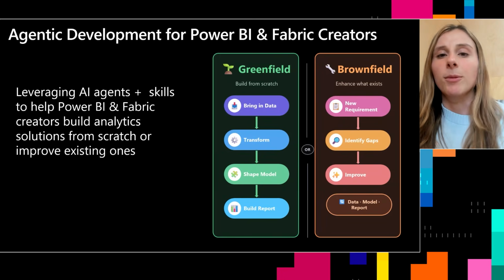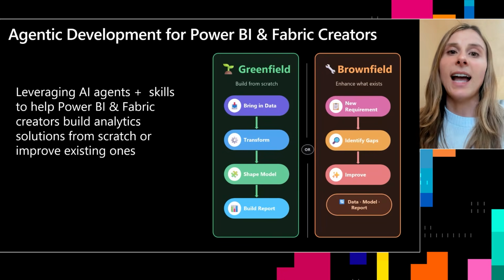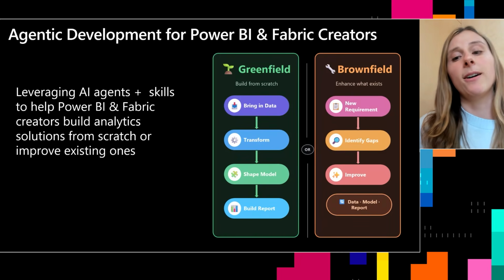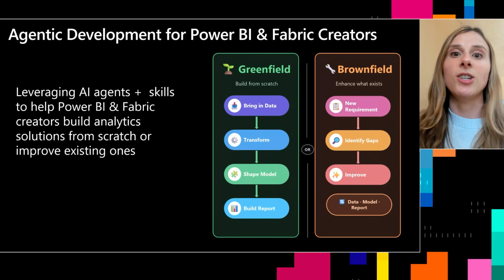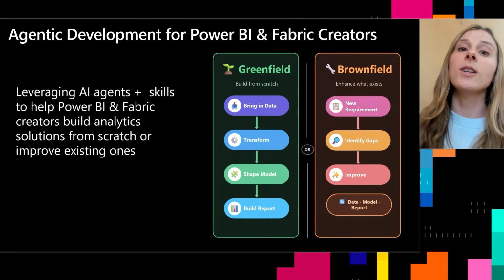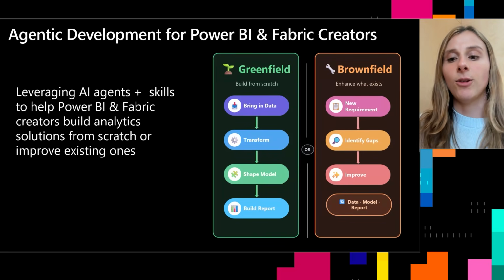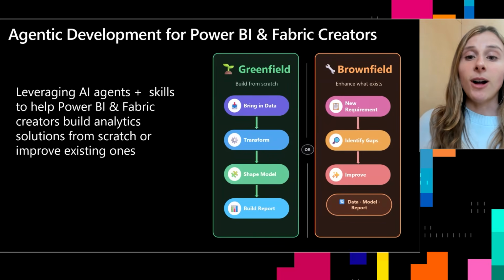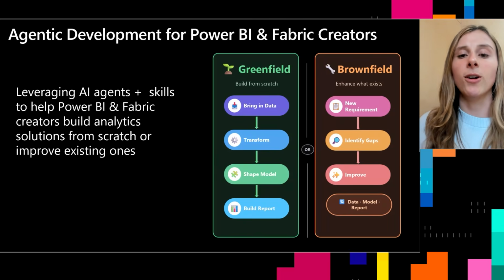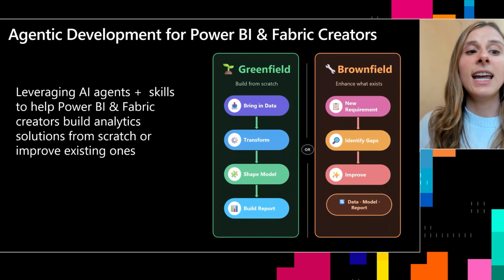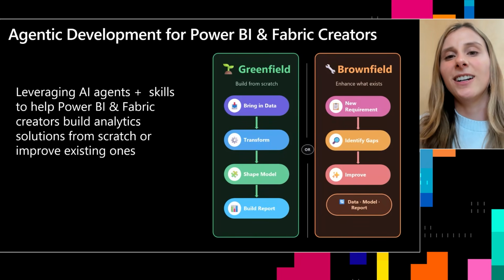Similarly, an example of a Brownfield scenario is when you're enhancing something that already exists. You might already have your Power BI semantic model or your Power BI report, and there's some kind of new requirement that comes in from your leadership chain or a customer, and you want to adjust what you already have to meet the new incoming changes and requirements. We can help those scenarios with agentic development as well. So we're really looking to support both of these kinds of scenarios using AI to help experts do even more, even faster than they can today.